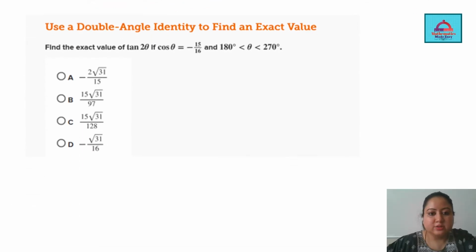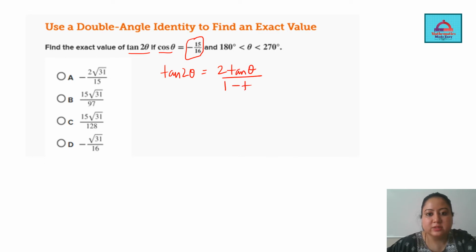Okay, so let's solve this question together. Here cos of theta is given to you and you need to find tan of 2 theta. So definitely this is the double angle identity. So the formula is 2 tan theta over 1 minus tan square theta. Let's mark this number 1.